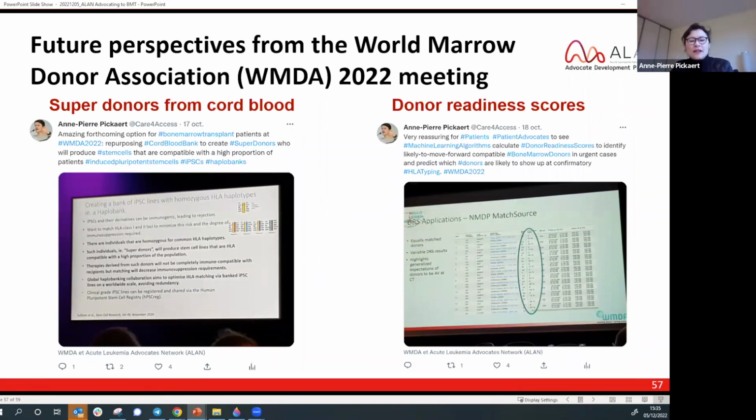It does happen. A donor says, yes, I'm coming, and they're not coming on the day. And this is a death sentence for the patient. So they need to make sure they have developed an algorithm to determine which of the donors we should select, call, ask for the confirmatory typing, and trust that they will turn up on the day. And they've developed this, and I think it's really, really thrilling.